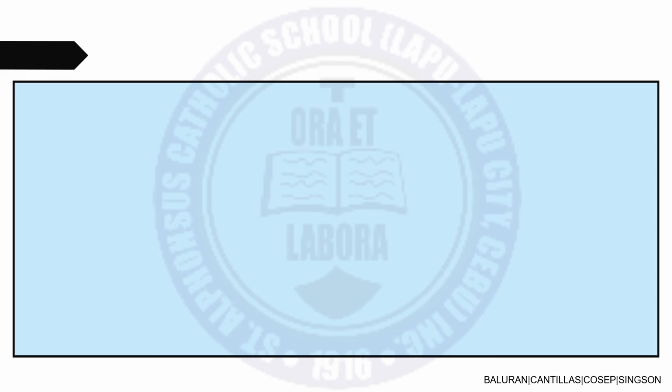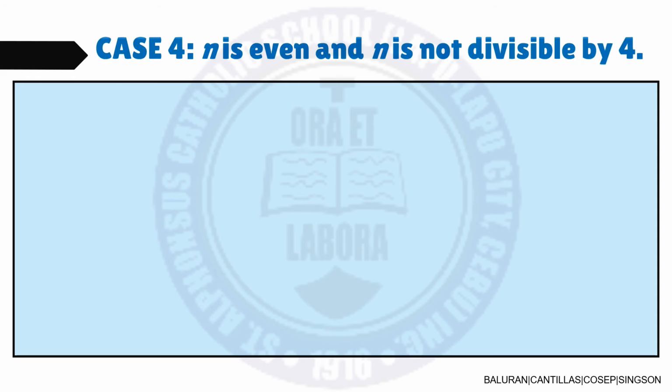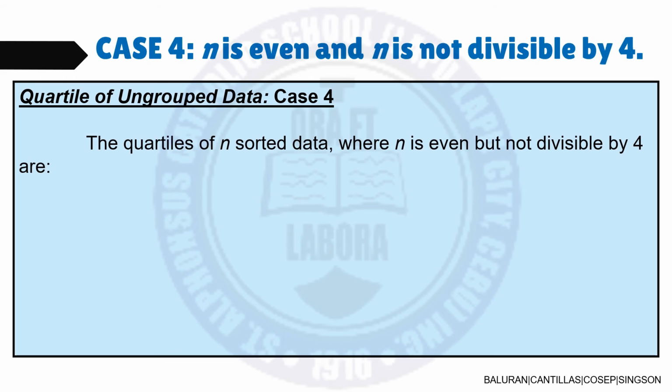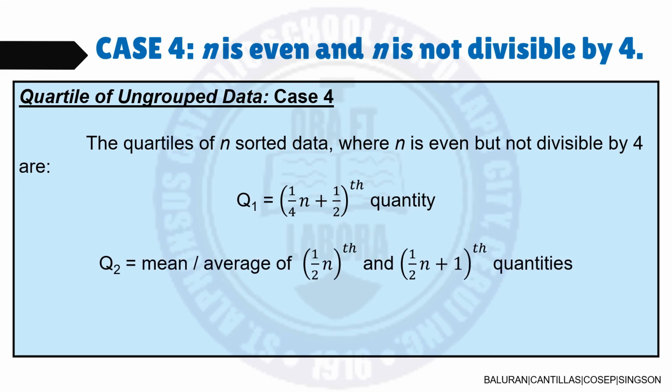Let us now proceed to the last case, which is case 4. We can only use case 4 if n is even and n is not divisible by 4. So, the quartiles of n sorted data where n is even but not divisible by 4 are the following. So, these are the formulas in finding the quartiles of the ungrouped data for case 4.